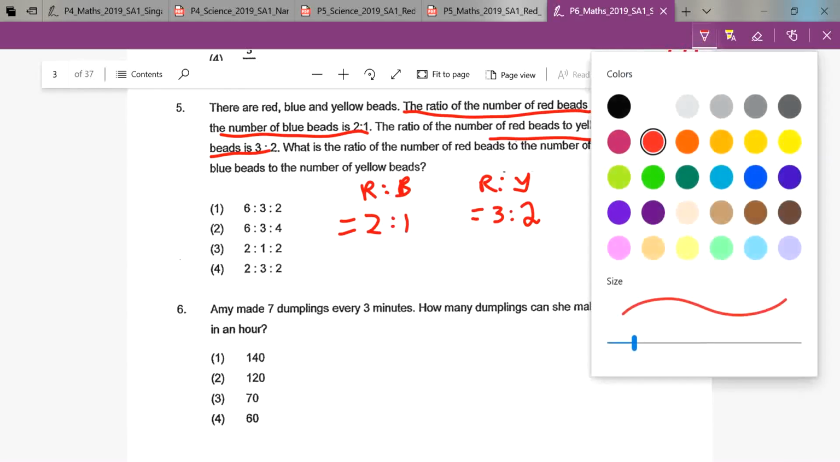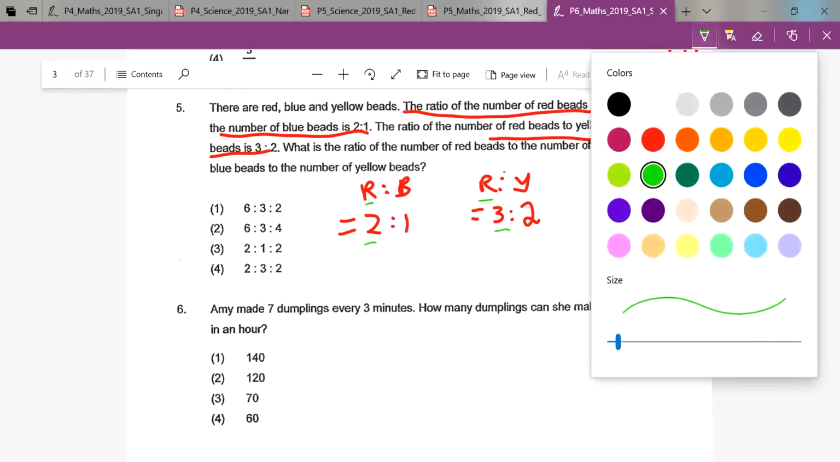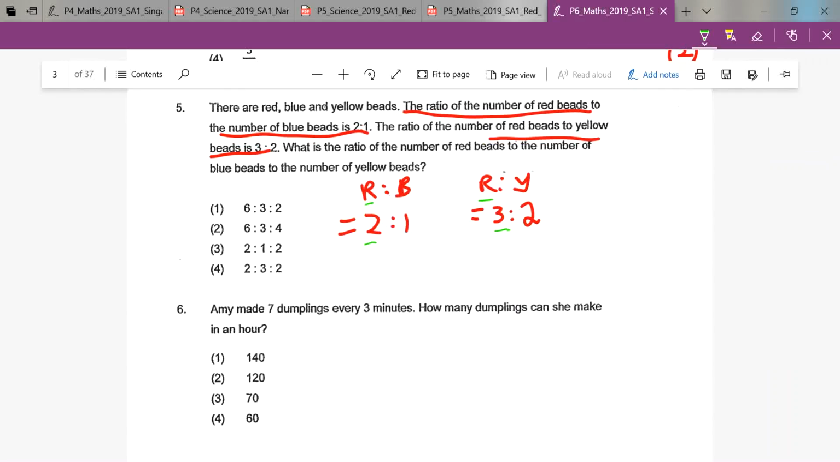Essentially, if you can see here, my red is the same, right? It's supposed to be the same. So let's change it into a ratio that is the same. You have to times 3 here. This one I times 3 becomes 6 is to, this one also must times 3 becomes 6 is to 3. This one I change to 6 as well, so I must times 2.